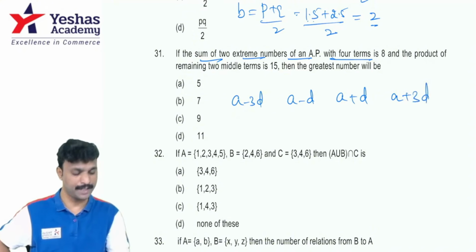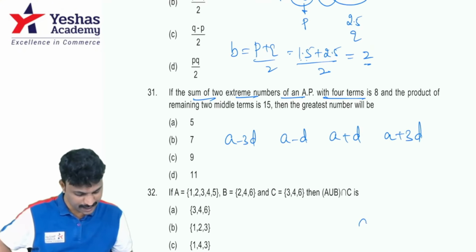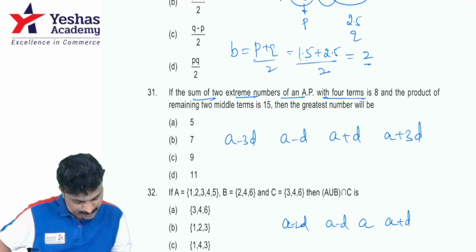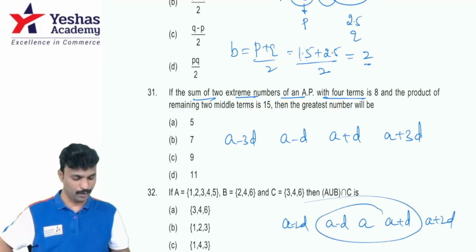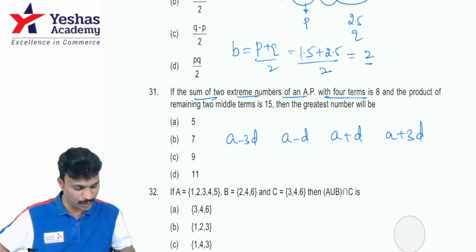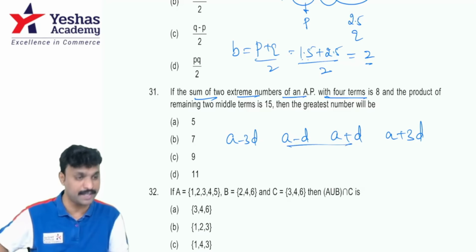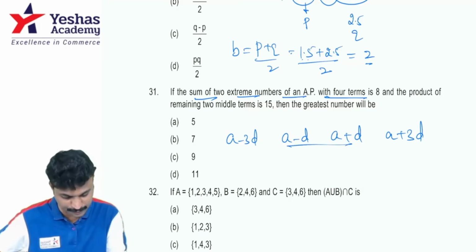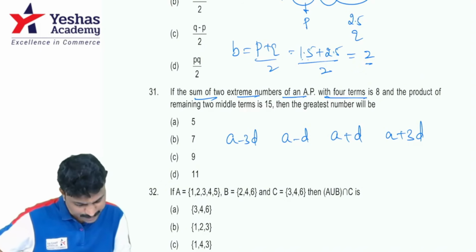If they give you 5 terms, you know how to take. The 5 terms are A minus 2D, A minus D, A, A plus D, A plus 2D. So if they say 3 terms, you take 3 terms like this. If they say 4 terms, take the 4 terms this way: A minus 3D, A minus D, A plus D, A plus 3D, where A minus D and A plus D are the 2 middle terms. Have you understood? Now, what have they said?